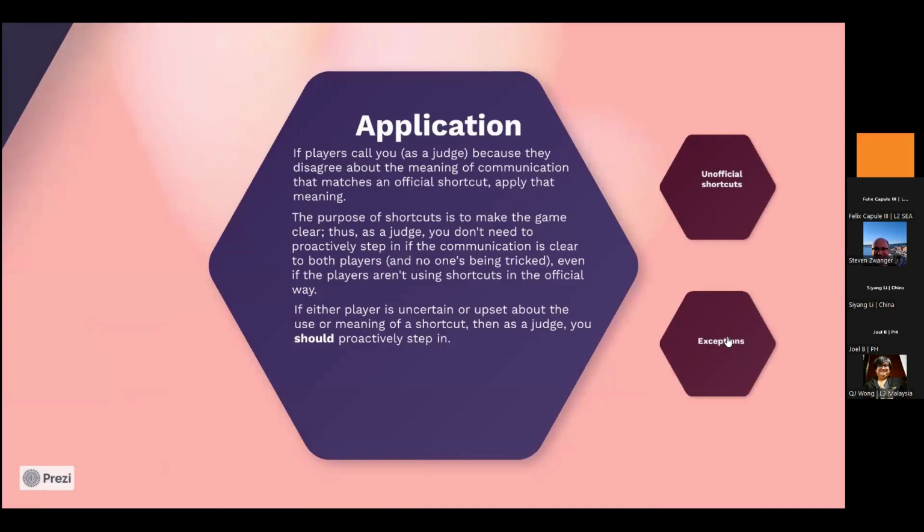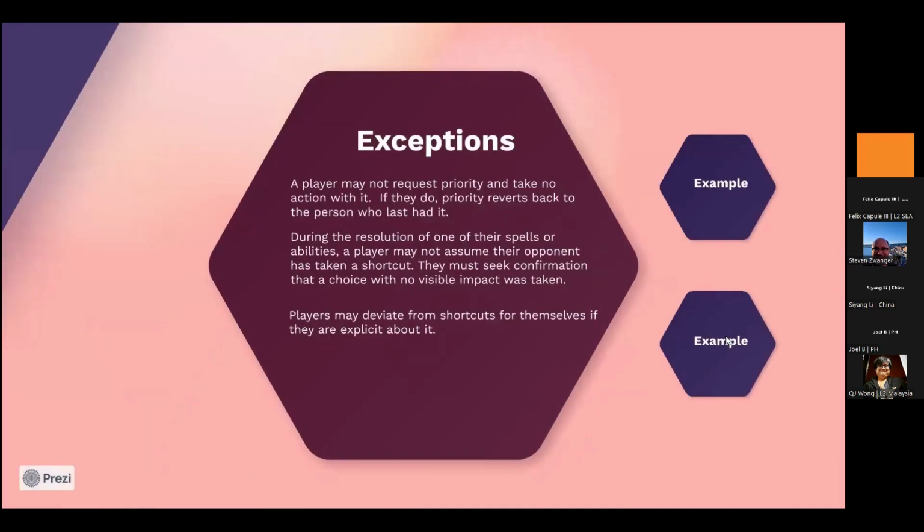Now, there are some exceptions to the official shortcut policy, and I'm going to go over some of these. A lot of these are going to end up being about potentially tricking the opponent, which we don't want to happen. So a player is not allowed to request priority and then not use it.